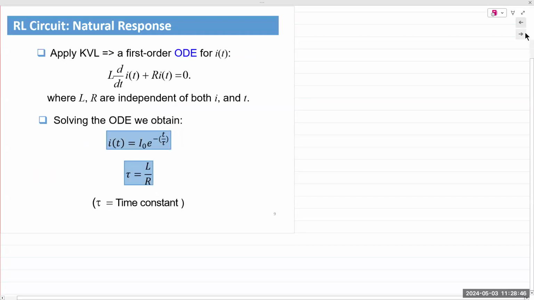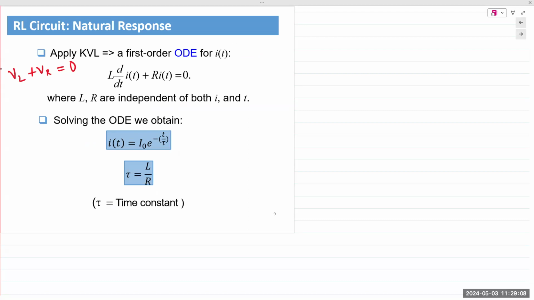So we apply KVL at the top. When we apply KVL at the top, we can simply write inductor voltage plus the resistor voltage should sum up to 0. Again, here's the derivation. This is the derivation, and the equation does not matter. It's not important in the grand scheme of things.